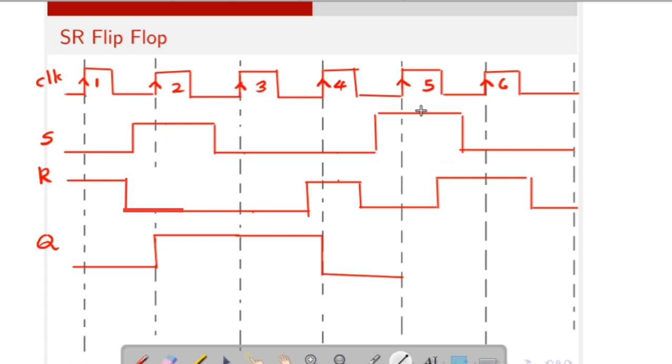Then fifth clock pulse again S is equal to 1 and R is equal to 0. So it goes to 1 for the fifth clock pulse. Sixth clock pulse S is equal to 0, R is equal to 1. That means it goes to 0. Okay, so this is the output waveform Q. Okay, so this is the waveform of the SR flip-flop. Clear?